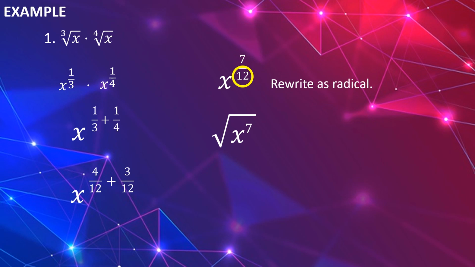And the denominator of our exponent, which is 12, will become the index. So the product of cube root of x and fourth root of x is equal to 12th root of x raised to 7. For our second example, we will have the fifth root of x squared y times the fourth root of x squared y.